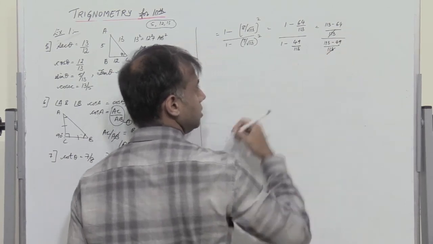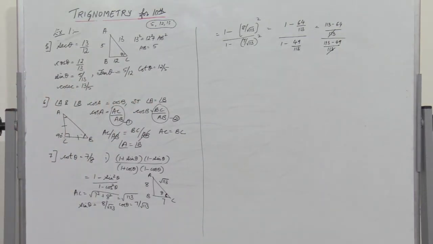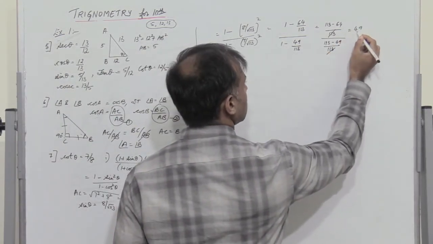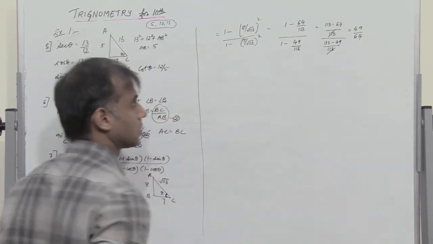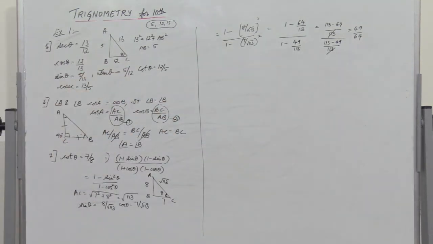So I can cancel both the denominators. So 113 minus 64, so what do we get? We get 49, and here I get 64, right? So the value of the first expression is 49 by 64.